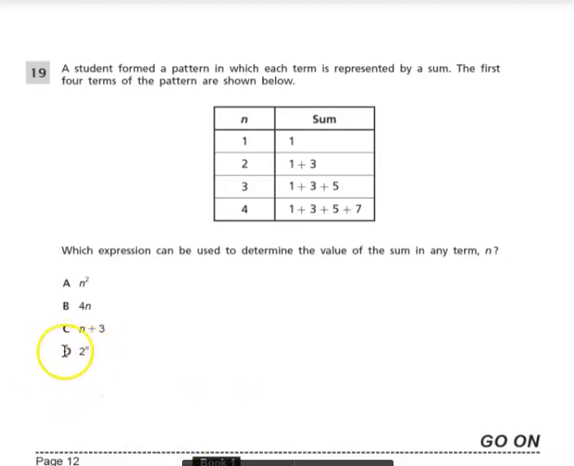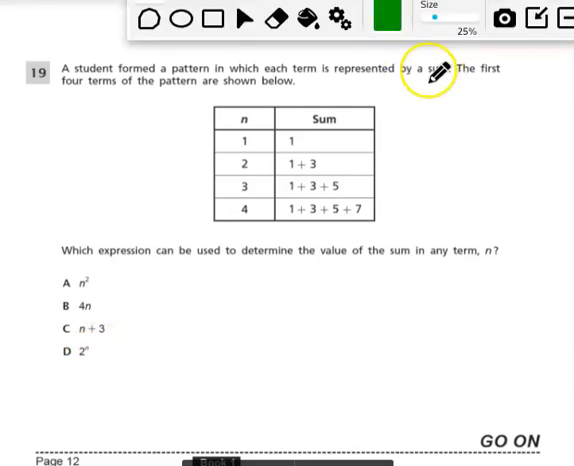Let's go backwards. I'll start with letter D. So the n is here, right? That's the n. So that's 2 to the power of n. N is 1. So 2 to the power of 1 is 2, not 1. So it means D is not a possible answer.